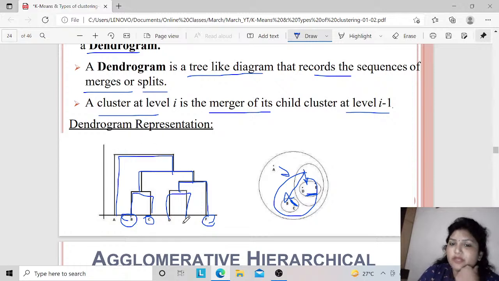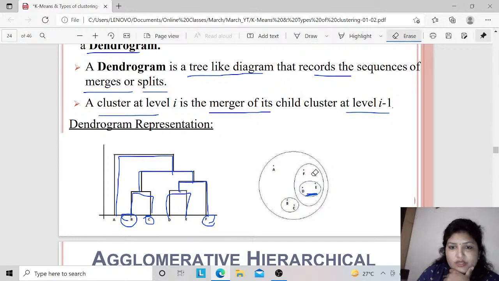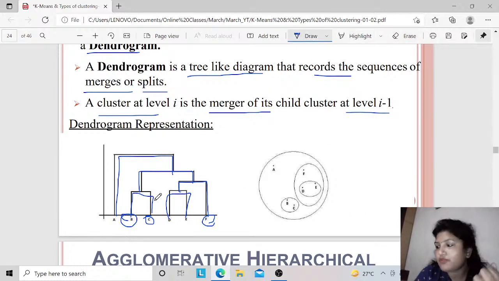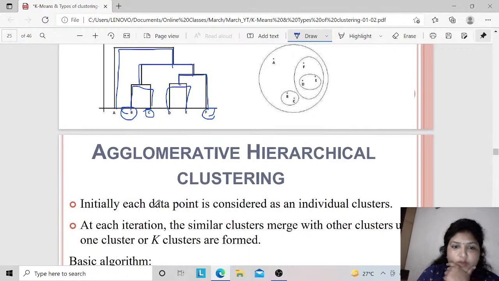This is how we make the dendrograms according to the graph that is given to us. According to the graph, we have to make the dendrograms. Here what we usually do is find the nearest data point, and then we merge those data points and make a cluster out of it.